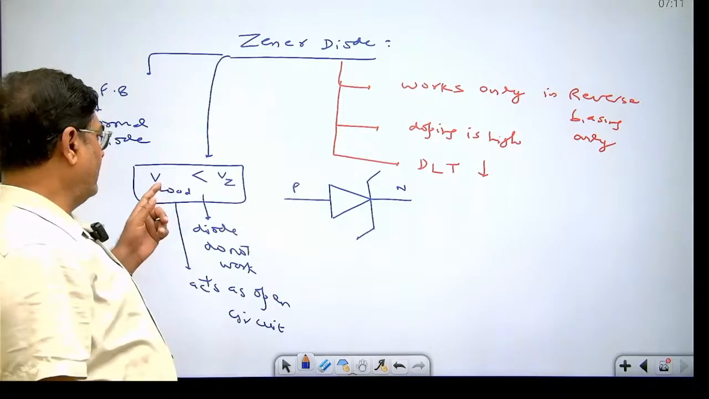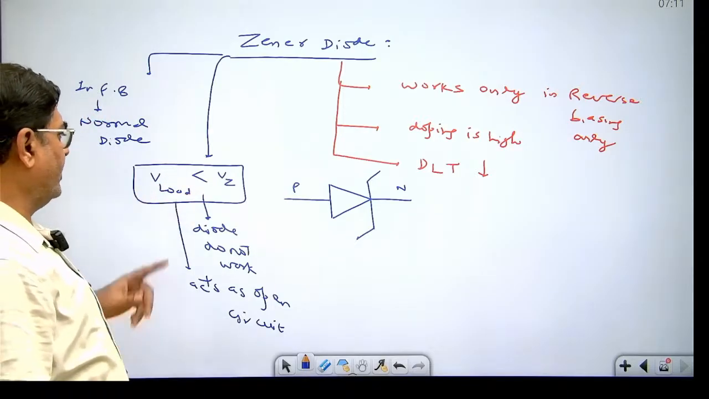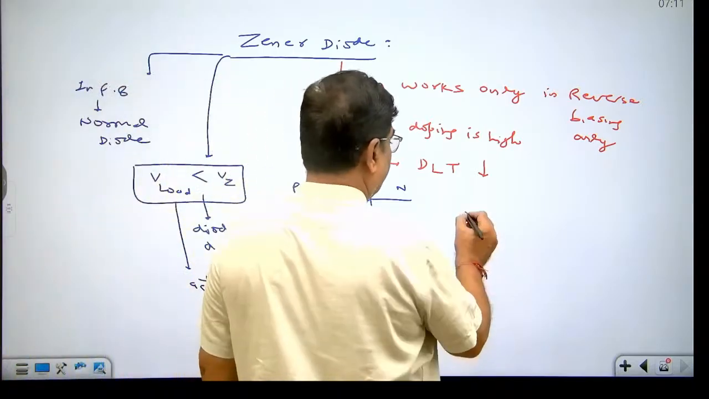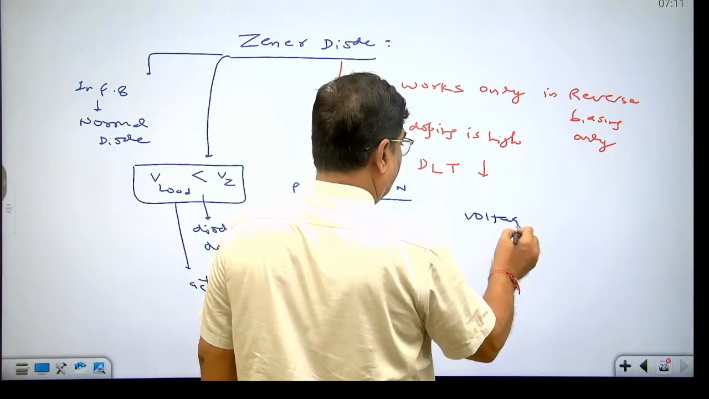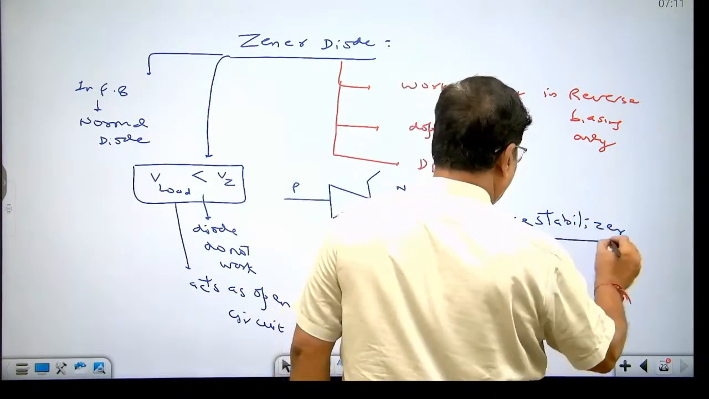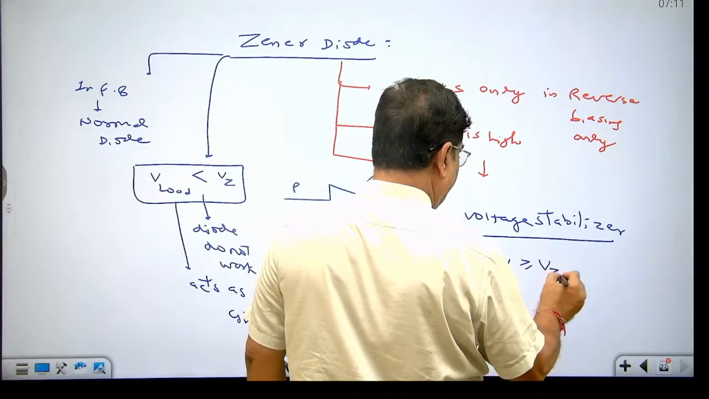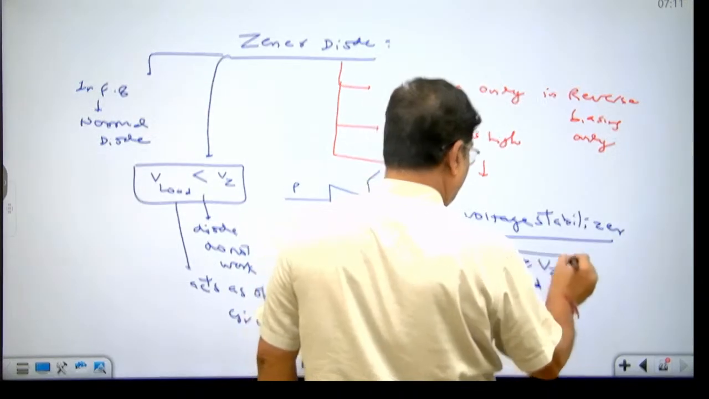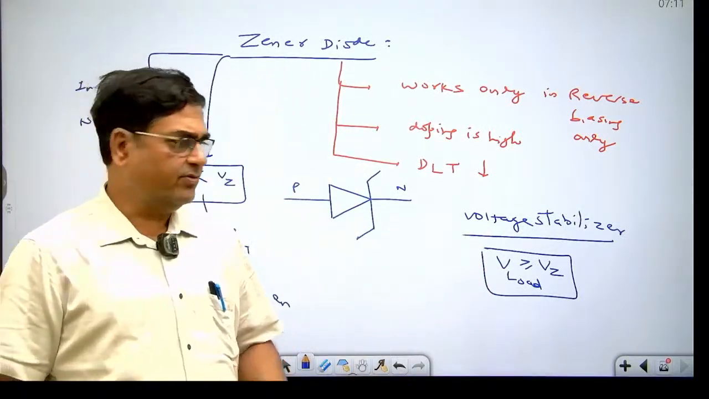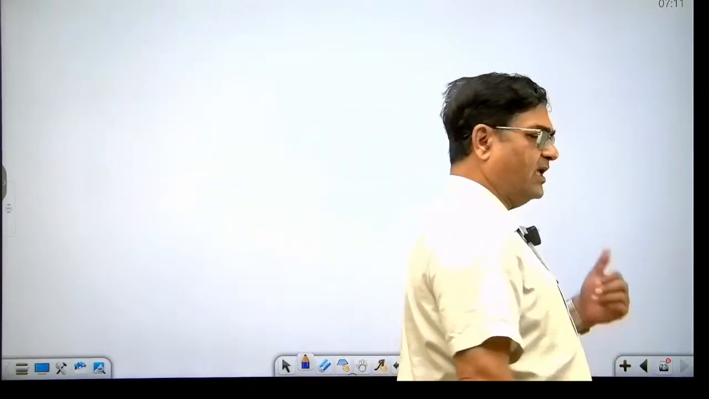But when voltage drop at the load is greater than or equal to Vz, then it stabilizes the voltage. It is called a voltage stabilizer. It will work only in a situation when voltage drop at the load is either greater than or equal to Zener voltage, so it will maintain the Zener voltage. How? This is also very important for NEET 26 question. 99% chances are there that some question may come on application of Zener.